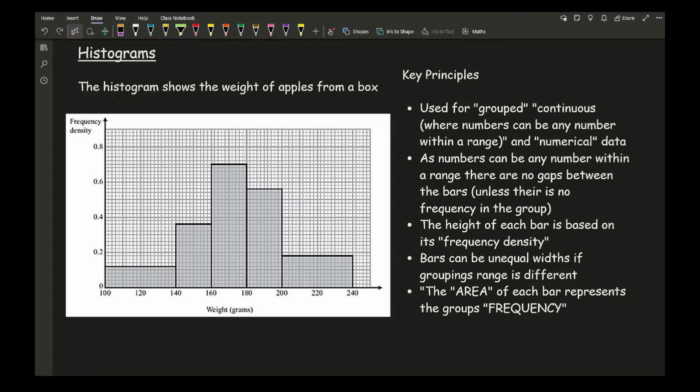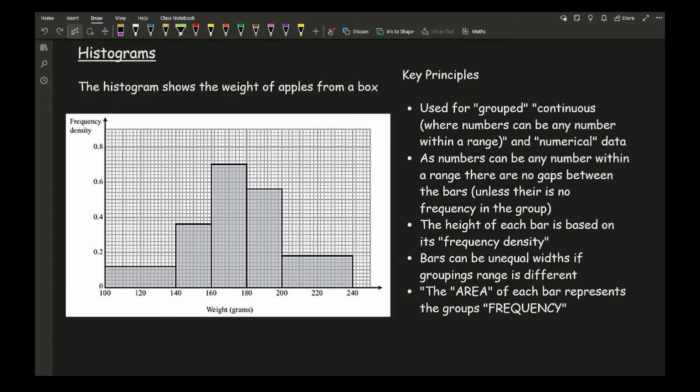So that's the main difference. Discrete can only be certain numbers within a given range, whereas continuous data can be any number. So for example, you could have an apple that weighs 137.26748213 grams. That's absolutely fine. It all depends on how accurate your measuring machine is. Now, as numbers can be any number within a given range, there are no gaps between the bars. So again, you'll have no gaps. The only time that you may have a gap between the bars is if there is no one in that particular group that you've chosen, in which case you shouldn't really be including it in the data.